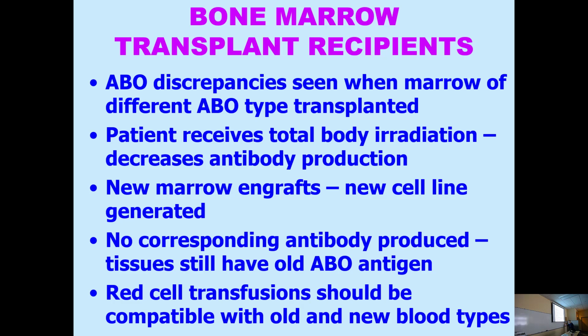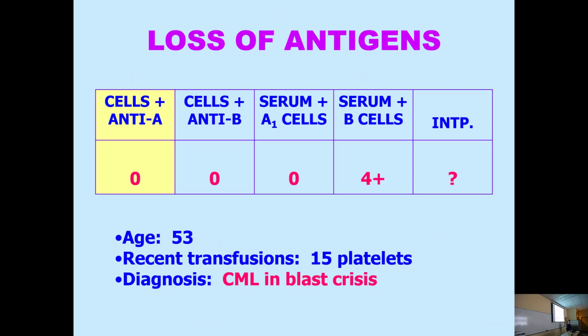ABO discrepancies are seen when the marrow of a different ABO type is transplanted. They receive total body irradiation to decrease your antibody production. New marrow engrafts, a new cell line gets generated. No corresponding antibody gets produced, but the tissues still do have the old ABO on them. So the red cell transfusions should be compatible with old and new blood types.